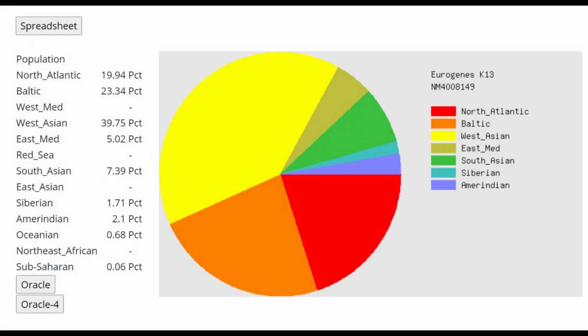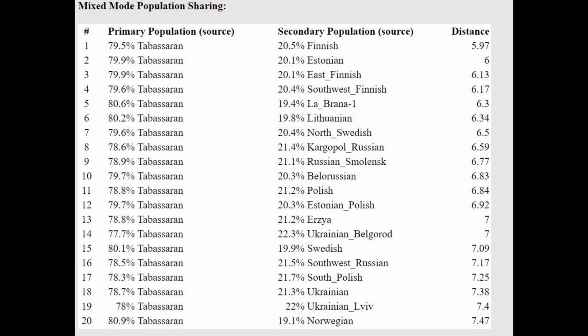Here is her result with Eurogenes K13, and this is how you know she's an outlier and not a typical Yamnaya, because a typical Yamnaya is not going to score 5% East Mediterranean here. With the Oracle, she's getting modeled as a mixture of Tabasaran, which is a group in Dagestan, plus Finnish or Estonian, but you know, the distance is very close. It's actually a pretty close distance for somebody that's from the Bronze Age.